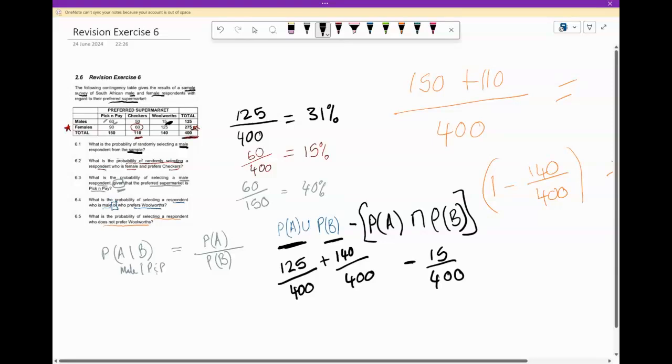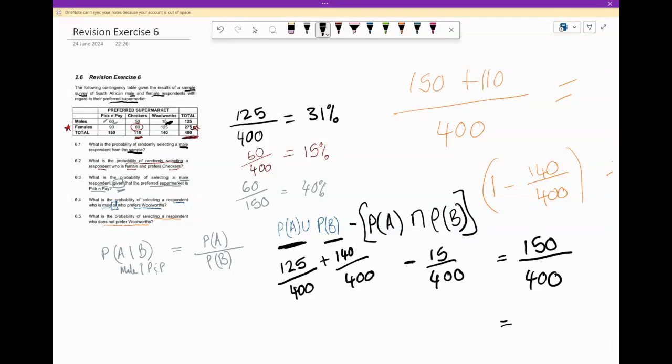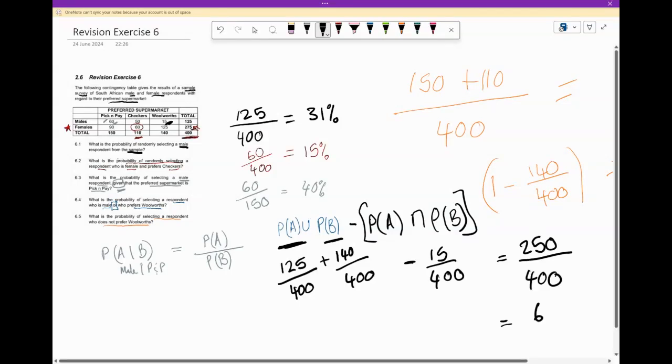That's what you got there in the workbook, isn't it? So this 165 will then obviously become 150 over 400. And then our final answer should be 2. Oh, yes, you're right. 250, not 150. 250. 63%. There you go.